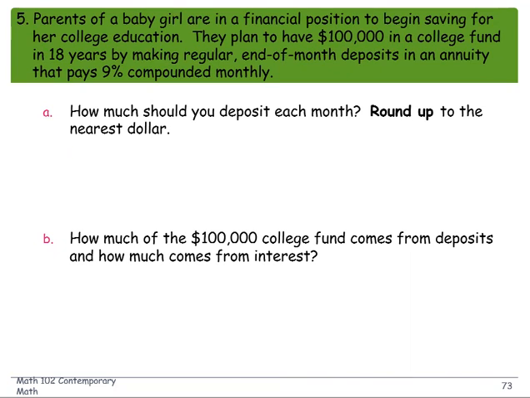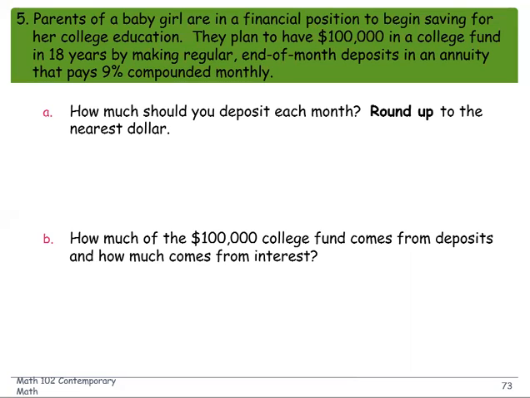Parents of a baby girl are in a financial position to begin saving for her college education. They plan to have $100,000 in a college fund in 18 years by making regular end of month deposits in an annuity that pays 9% compounded monthly.